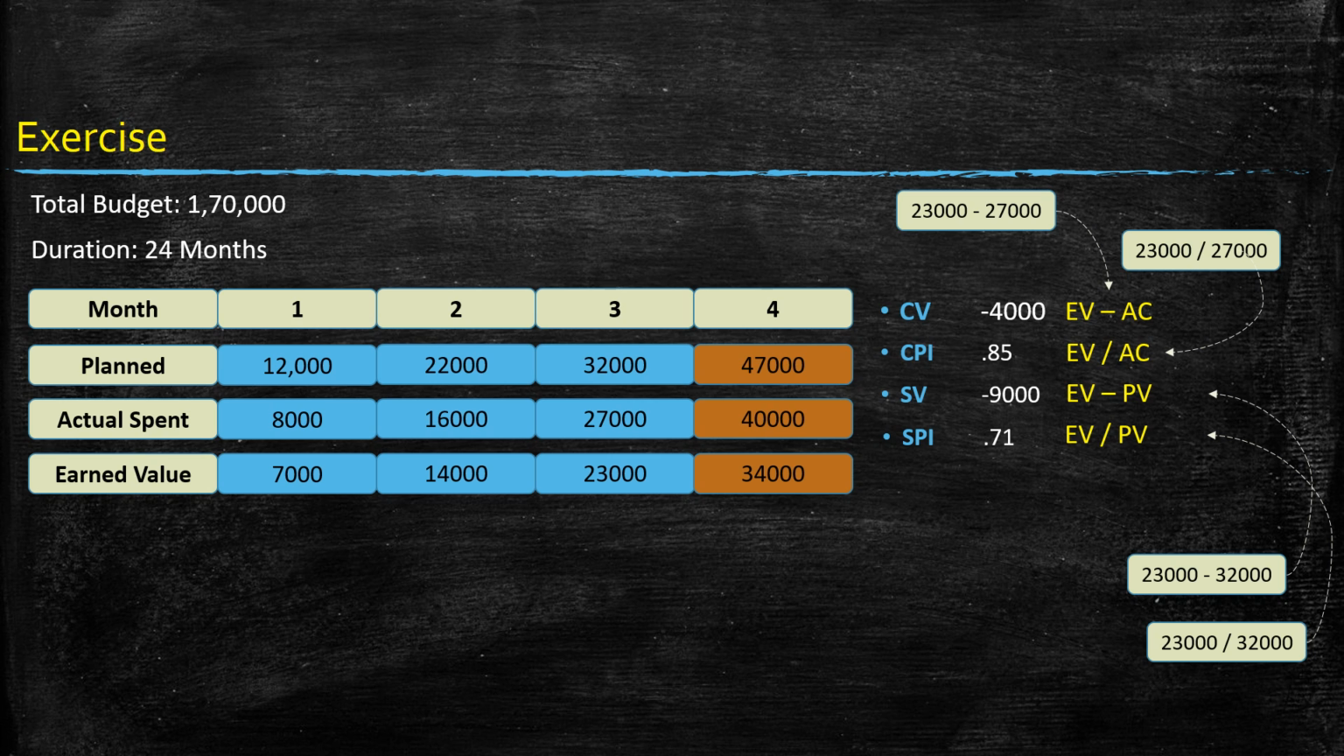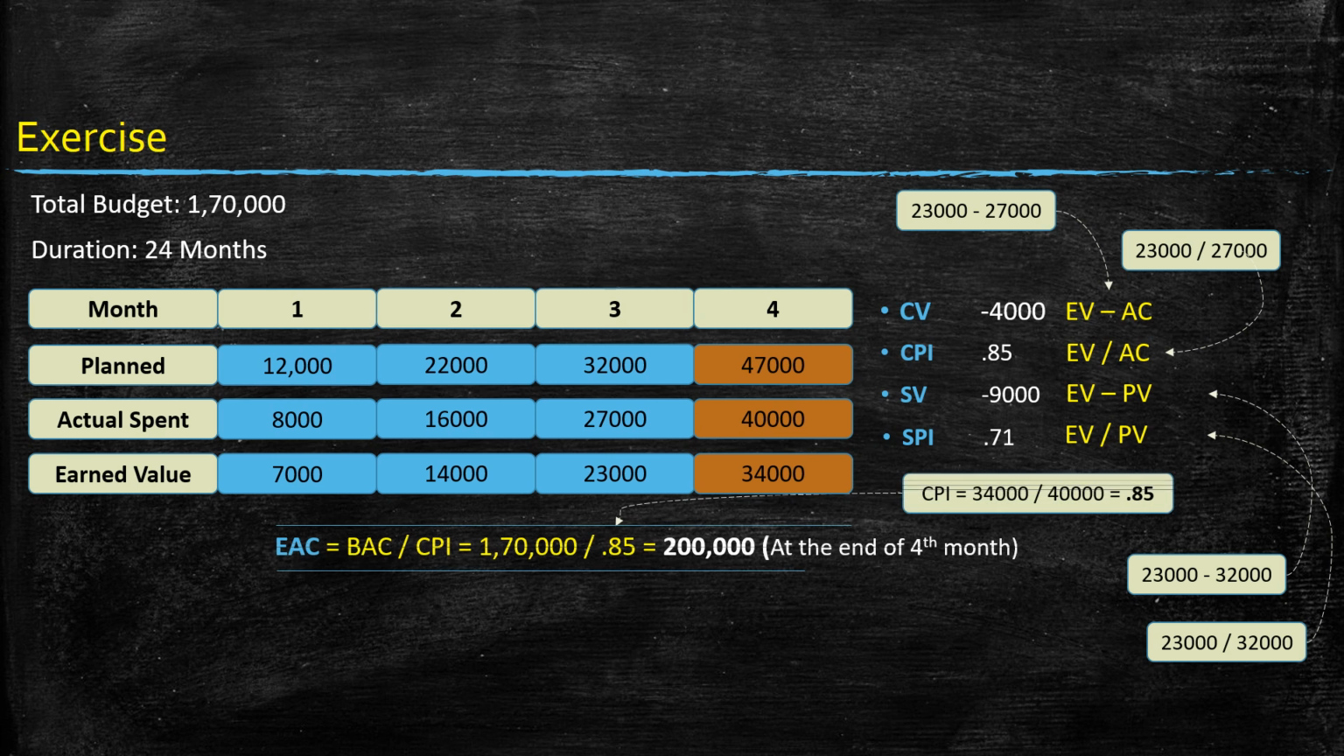For calculating estimate at completion, we need budget at completion and cost performance index, which we already discussed in the previous sections. We have the value of BAC, but we need to calculate CPI. So we divide 34,000 by 40,000, and we get 0.85. Again, it is less than 1. That means we are getting only 85% cost efficiency.